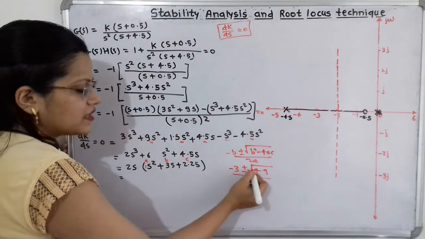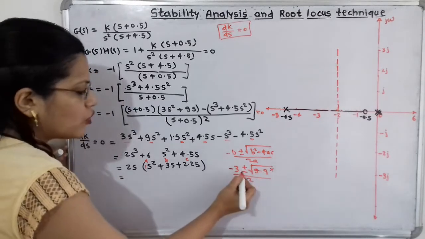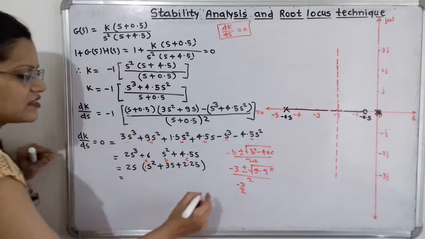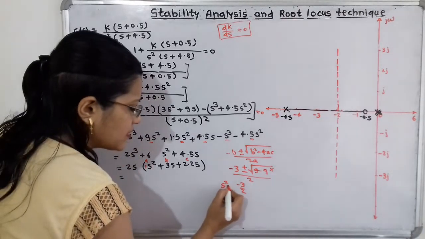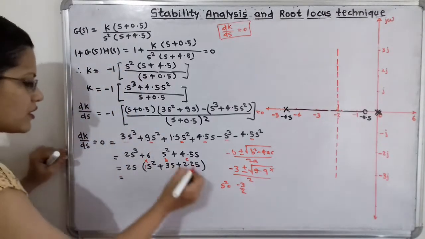So 9 minus 9 is 0. So we will neglect this square root term because it is 0. So the only answer is minus 3 by 2. So this is the answer for s square. s square is equal to minus 3 by 2. So we can say, what is the value of s?